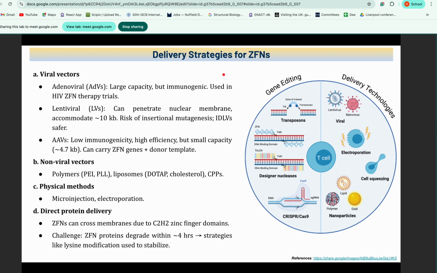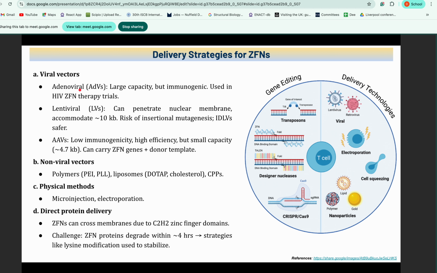zinc finger nucleases. So viral vectors, because we have seen plasmid vectors, phages, and all those things. So viral vectors are those in which viruses are there. So these are more like the phage vector, but they are not infecting the bacteria. They can be any other virus. So that's why they are referred to as viral vectors. And we are integrating the zinc finger nucleases.